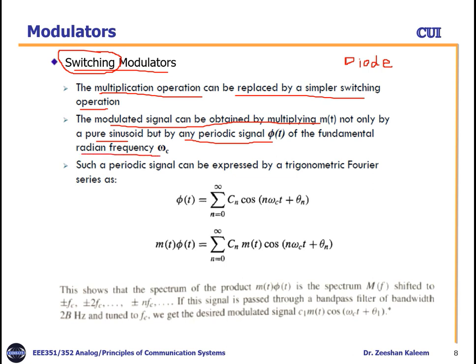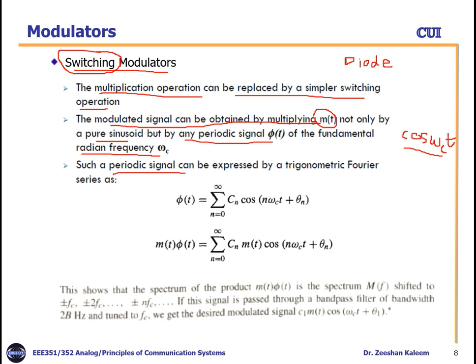What does that mean? You have a multiplier, and you want to modulate this message signal m(t), right? This is your modulating signal. Usually we multiply with a carrier which is a pure sinusoid. Like in the last case, we used cos omega c t, which is a pure sinusoid. So instead of generating a pure sinusoid, we will generate a similar carrier by using any periodic signal which has a fundamental frequency omega c.